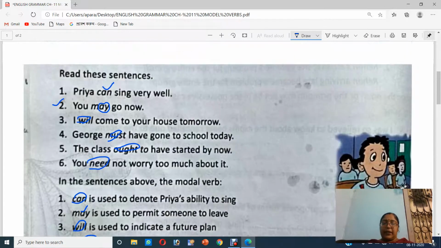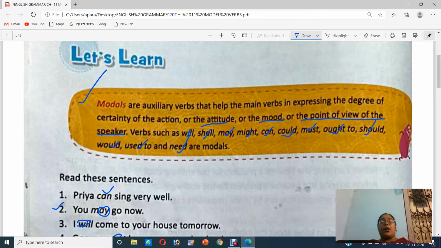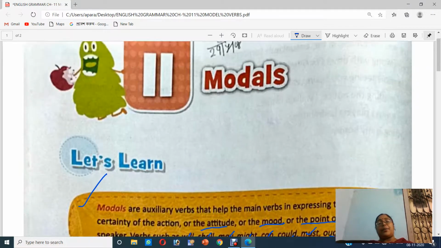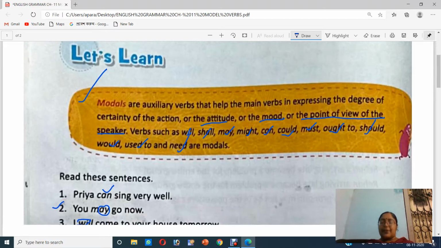Okay, fine. Okay, now coming up here, what is a modal verb? What are the modal verbs used by us? Okay, everywhere it's very clear, I suppose. Still, if you have any problem, please ask me during your classes.